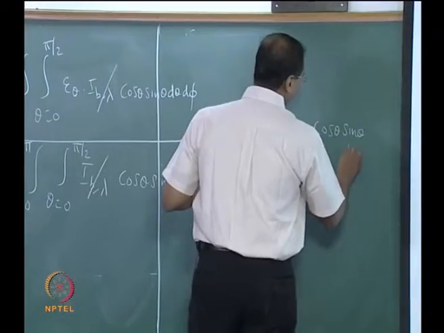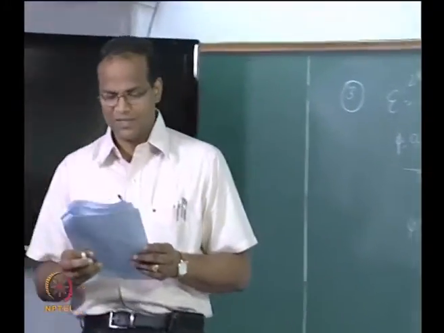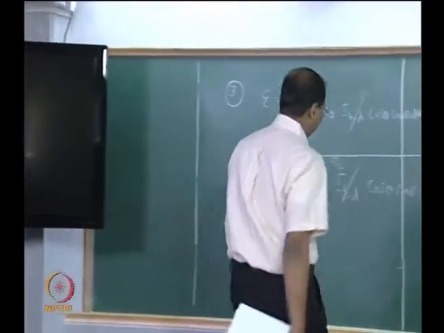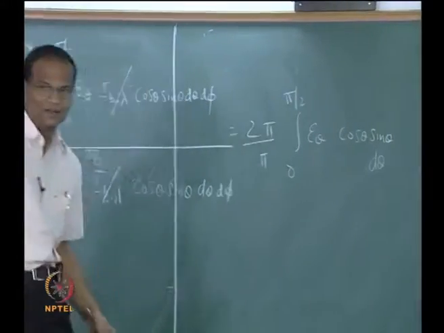I am making a mistake. Ah, there is only one pi in the denominator because it is solid angle, pi radian, pi steradian. Okay.